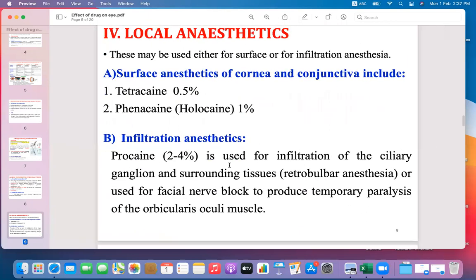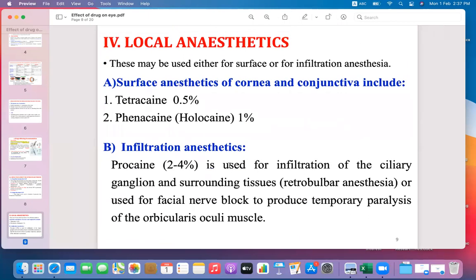Now, local anesthetics are used. They may be used either for surface or infiltration anesthesia. Local anesthetics are used for some eye examinations and eye procedures. They include tetracaine, phenacaine, and procaine.